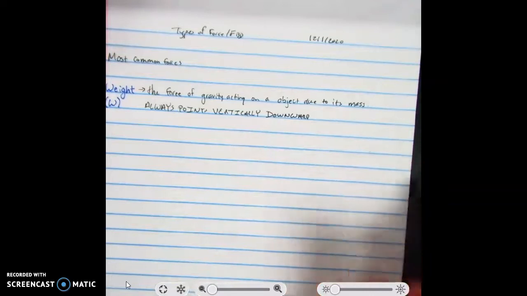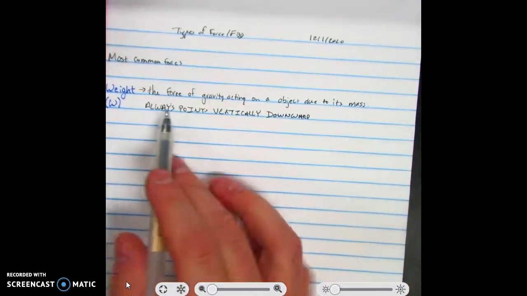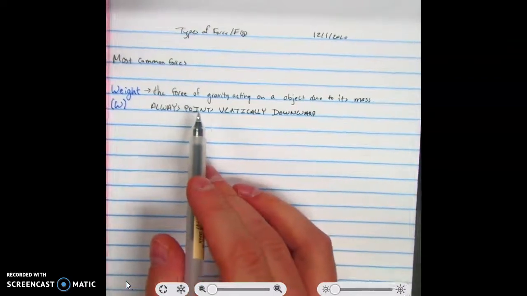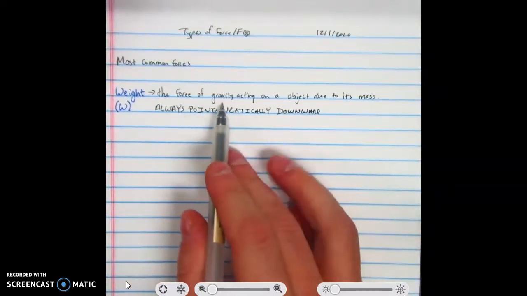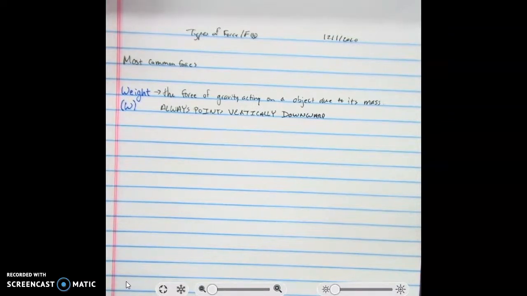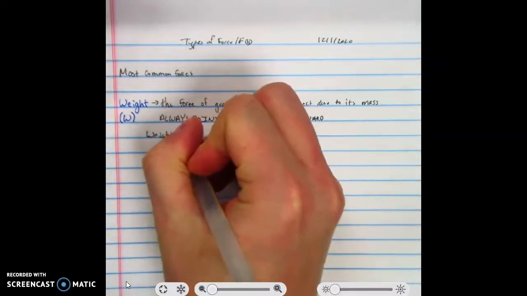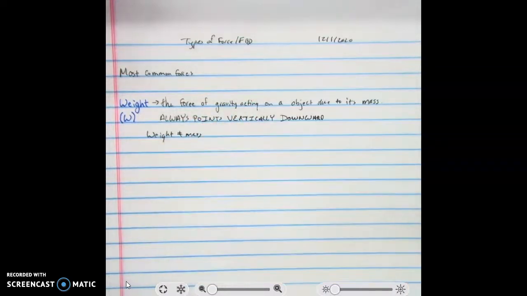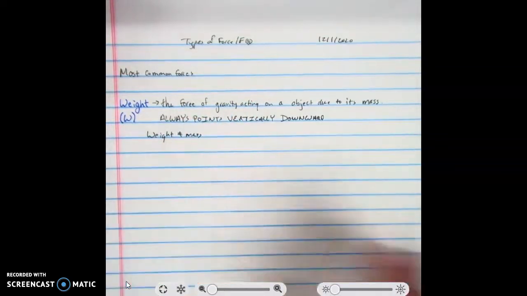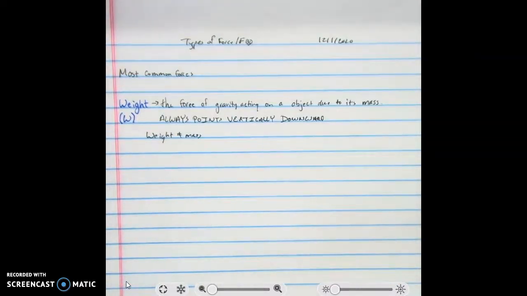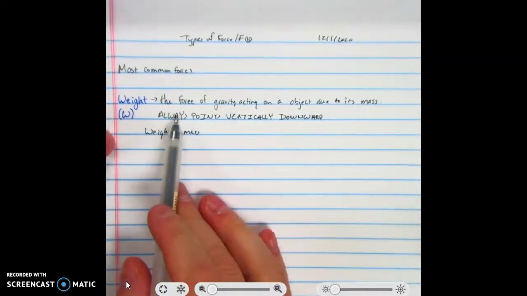Now, this is the one I'm going to take a couple seconds extra on. This weight is always acting on you no matter what, whenever gravity is involved. If you are on a planet, you have gravity, you have a weight. Weight does not equal mass. Mass and weight are two completely different things. Mass is how much matter you have and how much space you take up. Weight is a force.